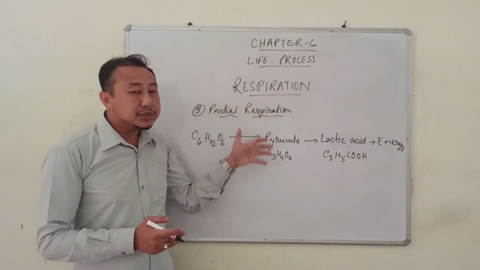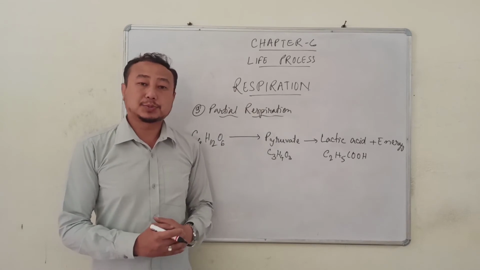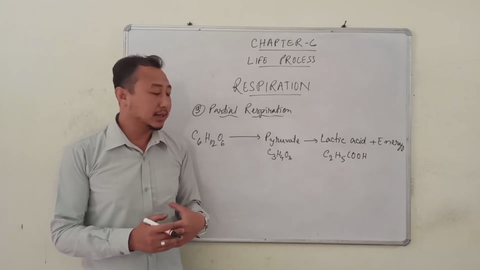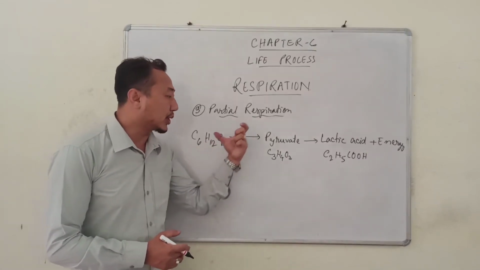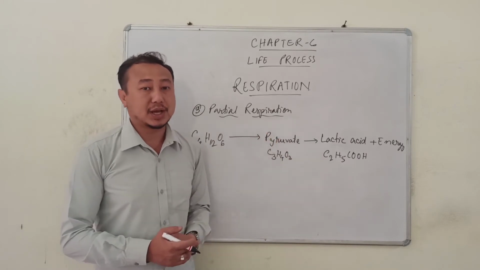So when we see once again these three types of respiration, we come to know that the glucose is first broken down into pyruvate in the cytoplasm.